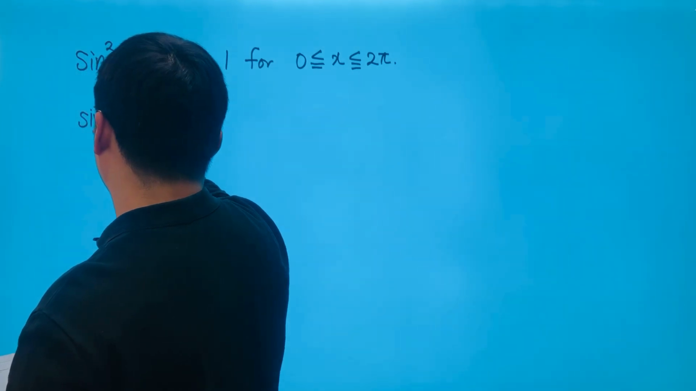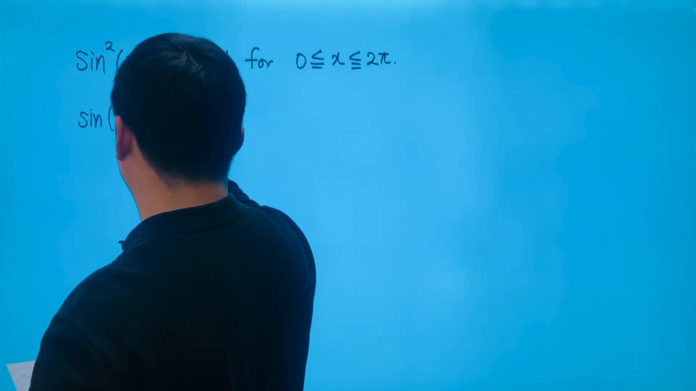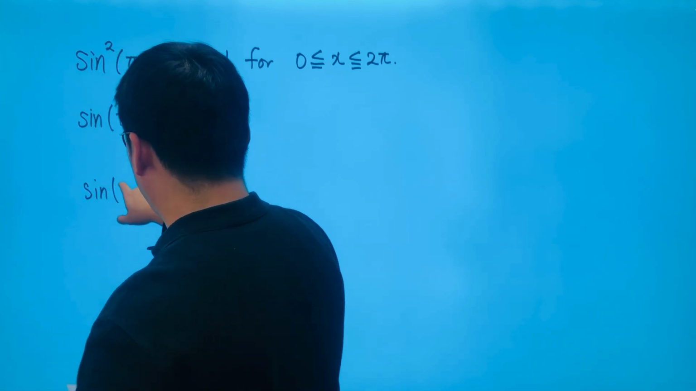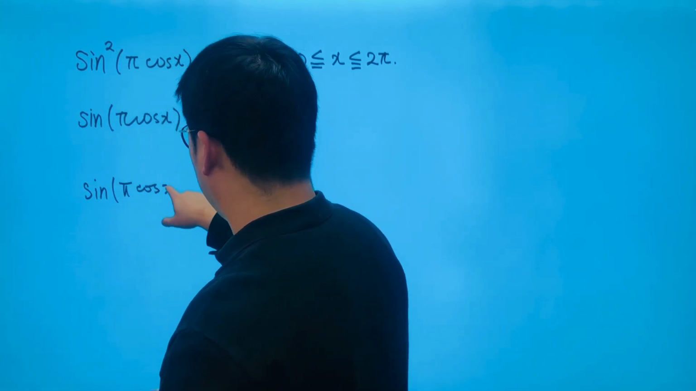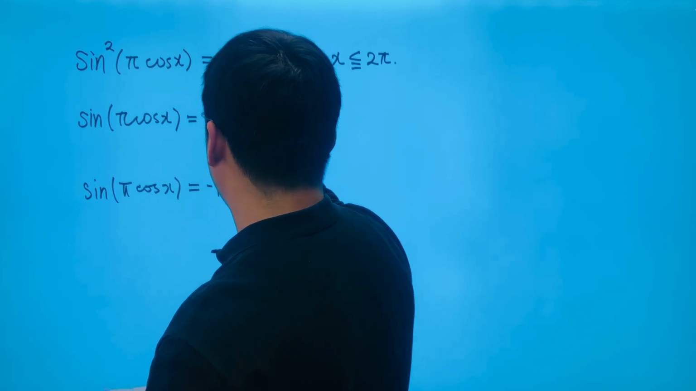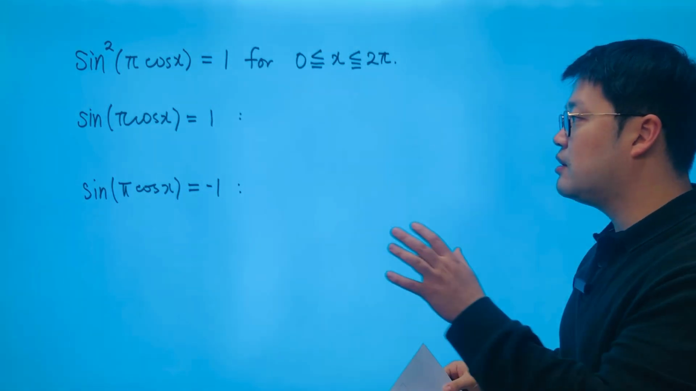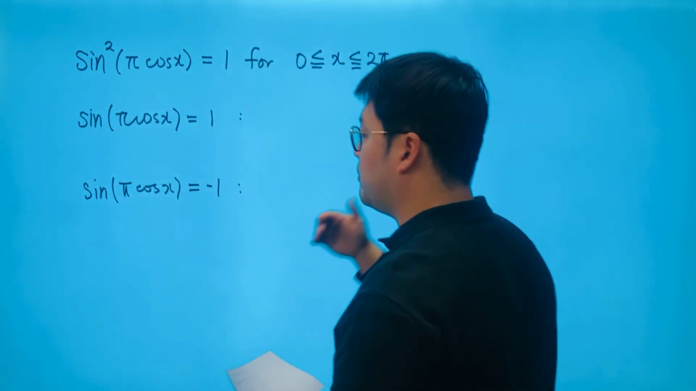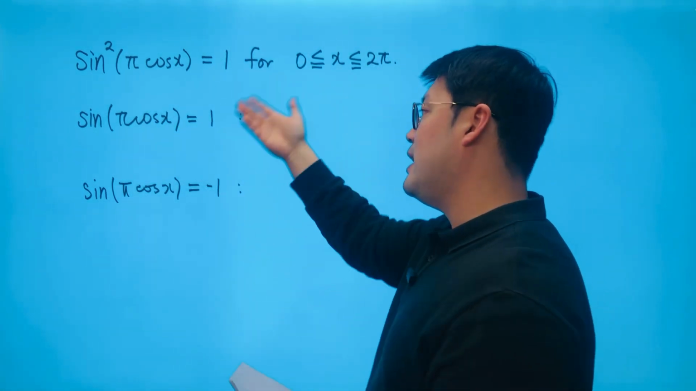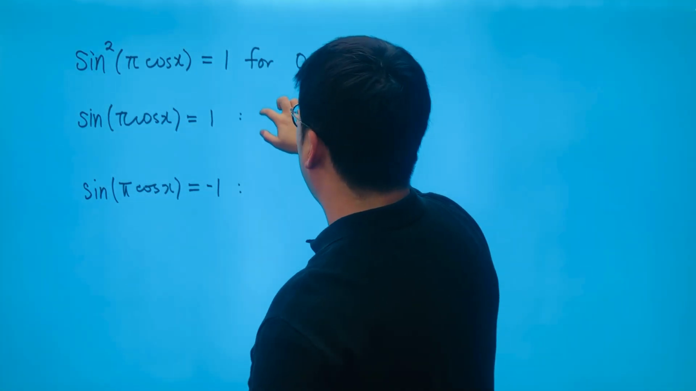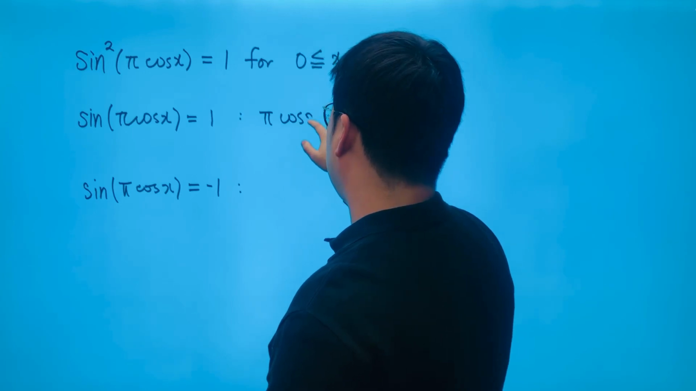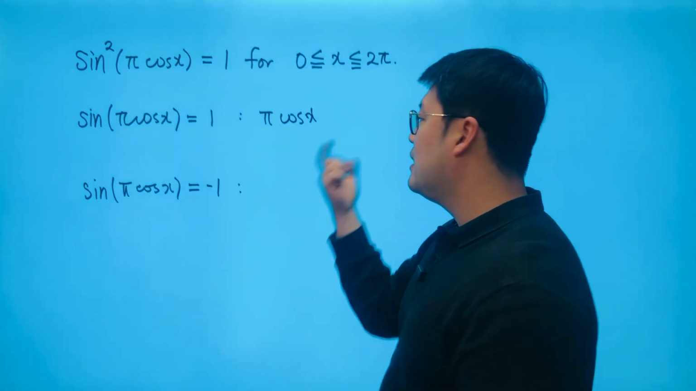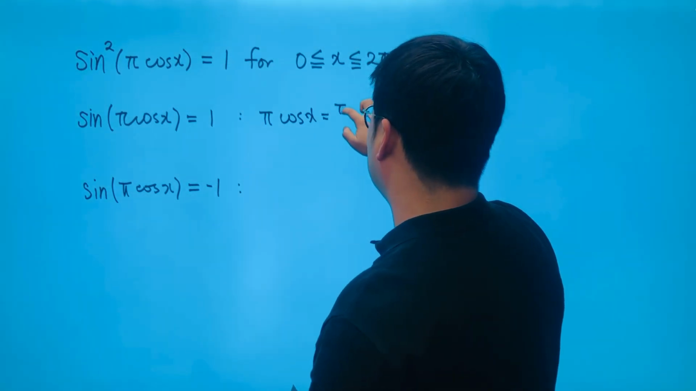Well, we know that sine of pi cosine x can be either 1, or it could be -1 as well. All right, so one at a time. If I need to solve sine of pi cosine x equaling 1, this could be pi over 2, 5 pi over 2, 9 pi over 2, and so on. Because pi cosine x is stuck between negative pi and pi, the only thing that makes sense is pi over 2.